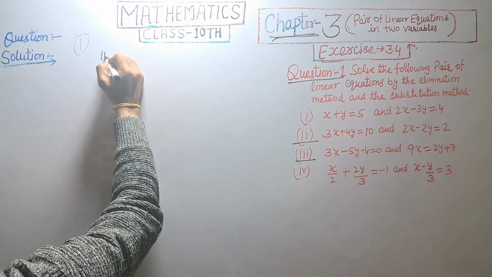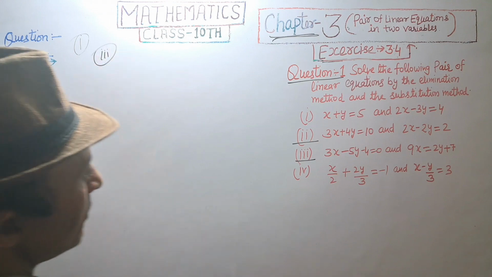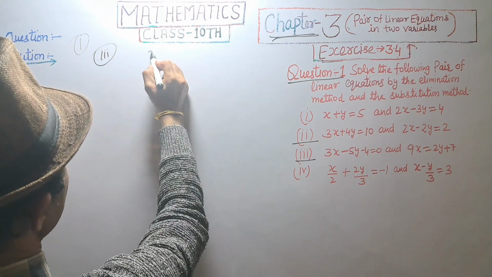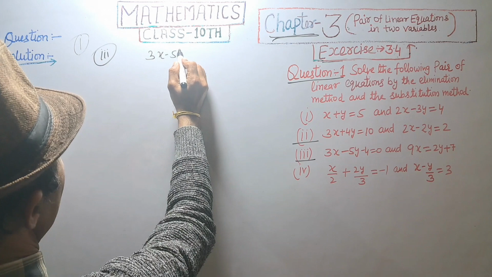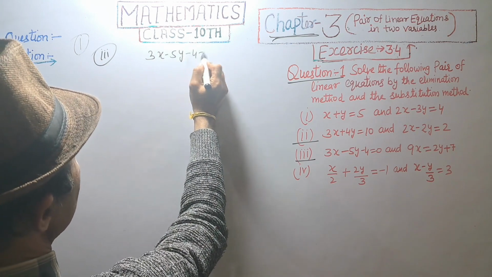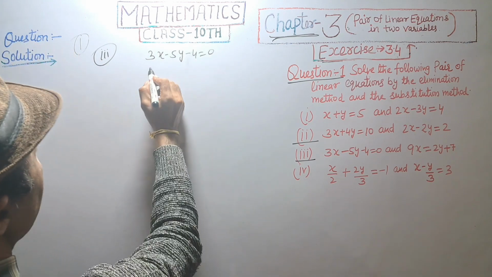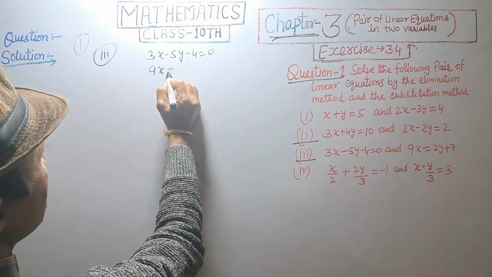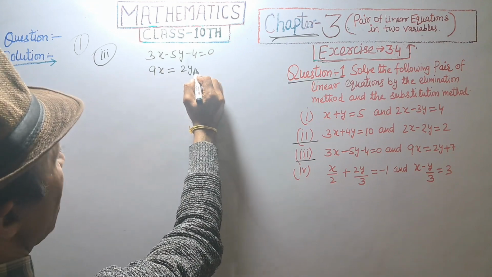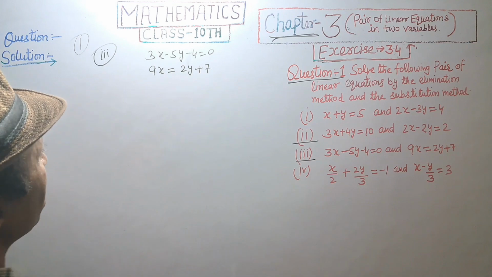Question number first, third part. 3x minus 5y minus 4 is equal to 0 and 9x is equal to 2y plus 7.